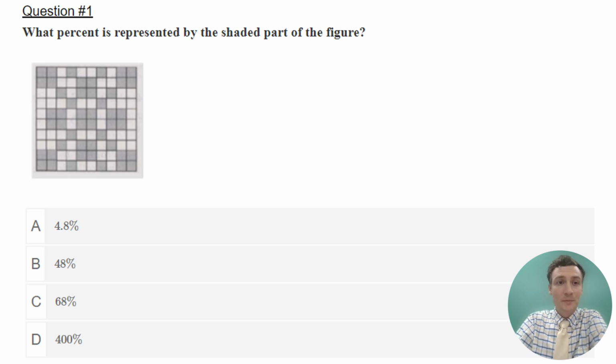So let's get started. This first question is asking what percent is represented by the shaded part of the figure. Now, I will be the first to tell you that these are annoying when they're like this. However, we can go ahead and count the groups of 4, the 2 by 2 groups, and then the groups by 1 afterwards. So I'm going to count how many groups of 4 there are. There's 1 here, 2, 3, 4, 5, 6, 7, 8, 9 groups of 4.